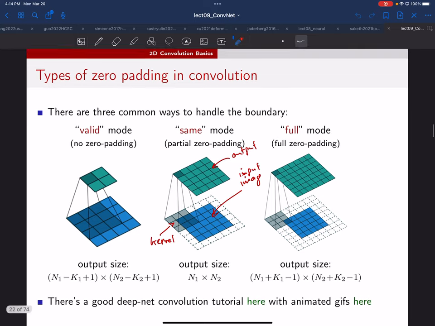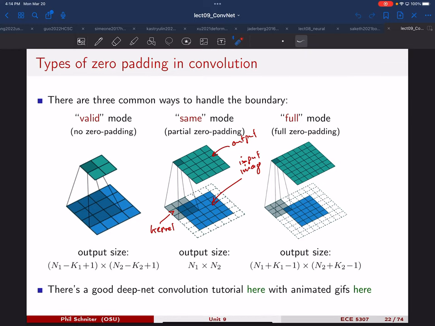Okay. Another thing we talked about was that there are different ways of handling what happens at the boundary. It basically corresponds to how much you allow the template to go outside of the original image. In full mode convolution, you allow that template to go as far as possible outside the original image, so that it's only touching the original image at one pixel. In valid mode, you do not let it go outside the original image at all, so it's constrained to only lie in the original image.